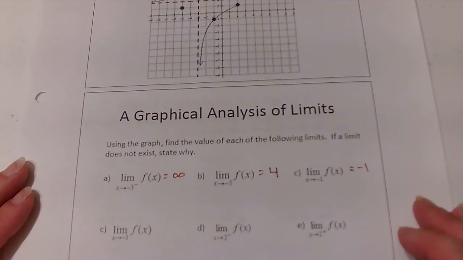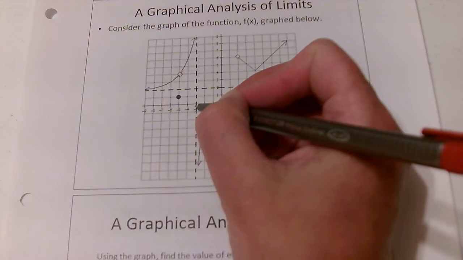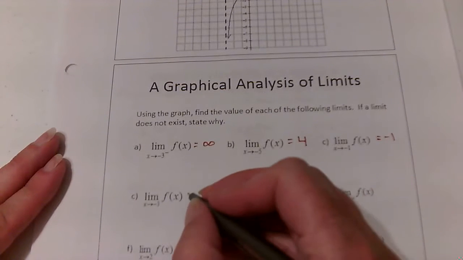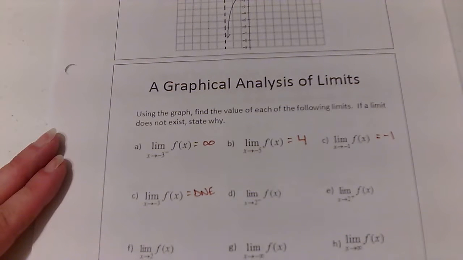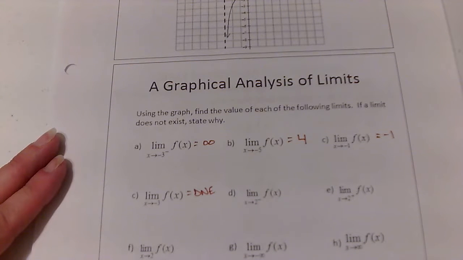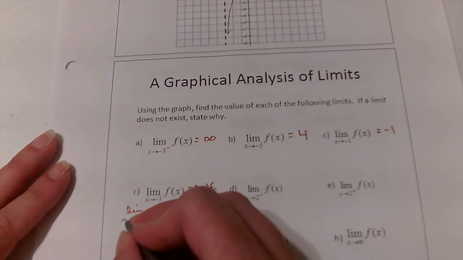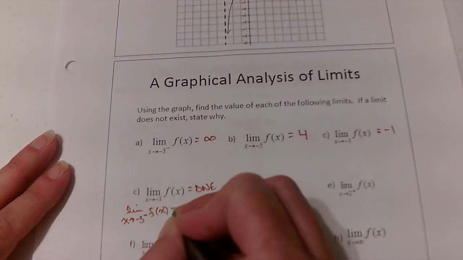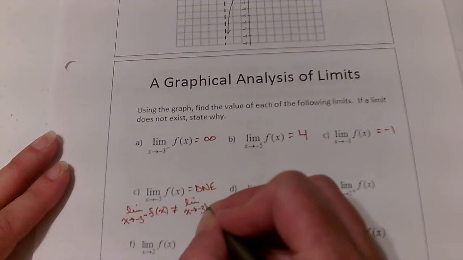The limit as x approaches negative 3. Oh, that part of the graph goes that way. That one goes that way. Now, it doesn't exist. Why? The limit as x approaches negative 3 from the left does not equal the limit as x approaches negative 3 from the right.